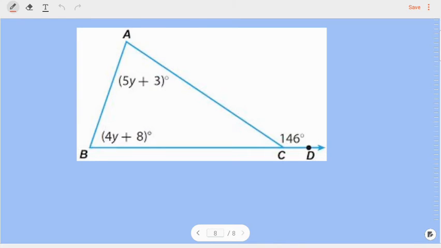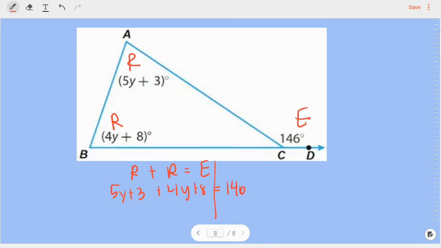Okay, let's try one last one together, and then I'll have you try some on your own on Canvas. So again, label your angles. This is the exterior. It's on the outside of my triangle. This is my remote angle, and this is my remote angle. It's the farthest ones away. Let's write our equation. Remember, we're filling in remote plus remote equals exterior. So 5y plus 3 plus 4y plus 8 equals my exterior angle.